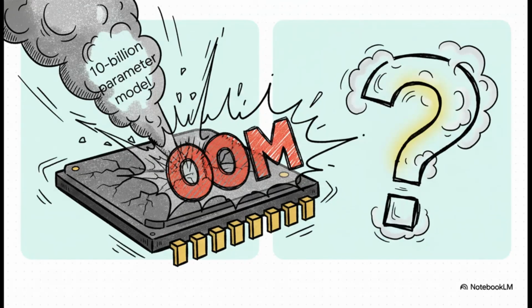Let's put this into perspective. You take a brand new, top-of-the-line H100 GPU, the workhorse of the entire AI industry, and you try to load up this 10 billion parameter model. What happens? You immediately hit a brick wall. It's an error. OOM stands for out of memory. Game over. So, what's the workaround? How do you get past this massive roadblock?